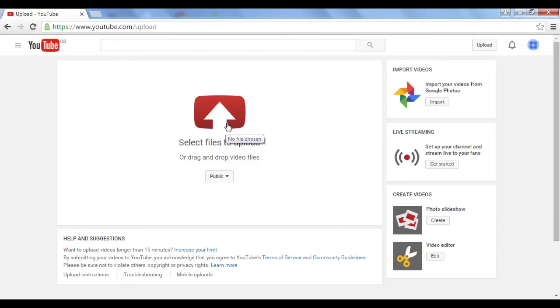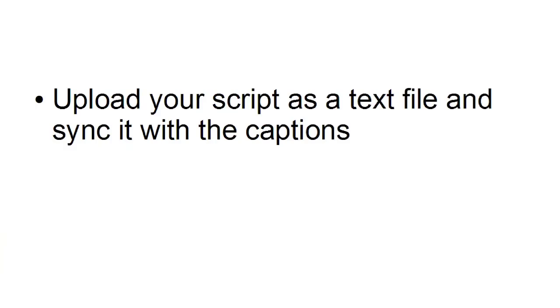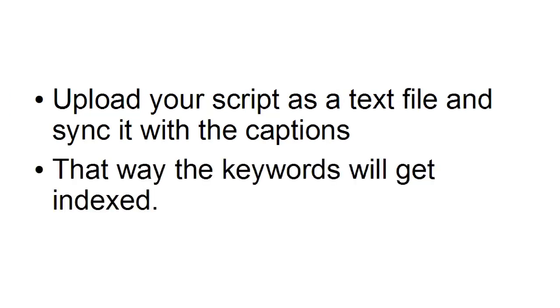It's all fairly straightforward. You also want to upload your script as a text file and sync it with the captions. That's why I said it's so important that you do actually write it all down, because that way the keywords will get indexed and your YouTube video will be much more likely to show up. And so therefore, once you get a top-rated YouTube video, you may be fortunate and you can get that onto the first page of Google.